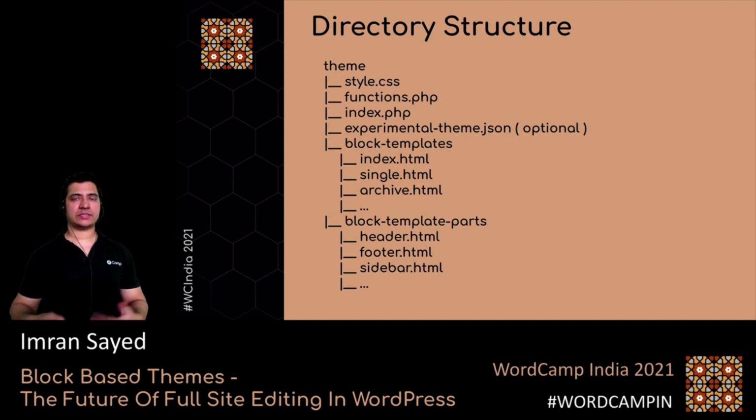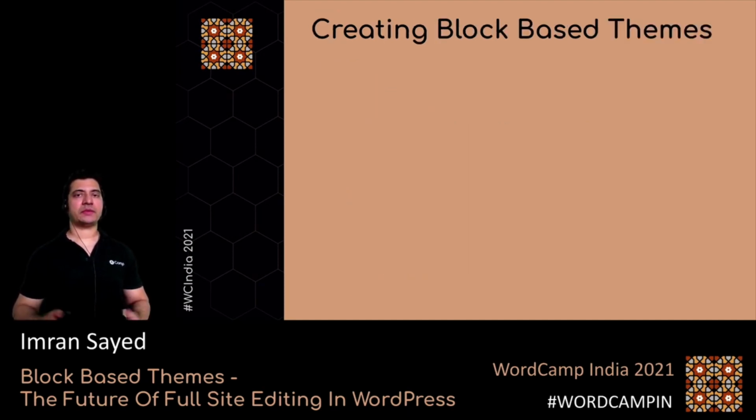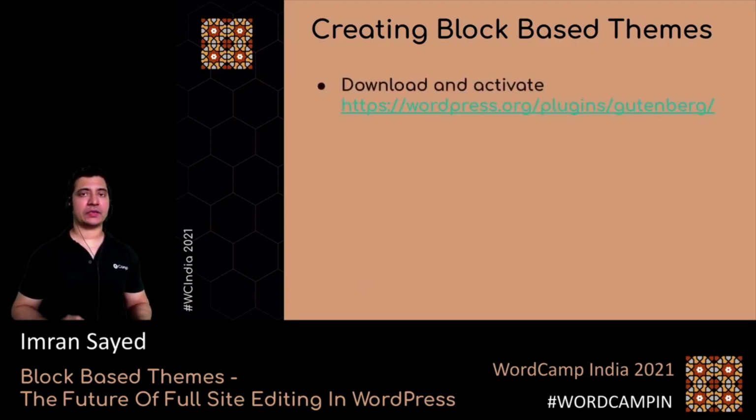Okay, so let's dig deeper into this. So how do we create the block-based themes? The first thing you need to do is download and activate the Gutenberg plugin. The minimum requirement is 9.6 and above. I would recommend using the latest. Remember that at the time of recording, this is not production ready. So this is an experimental phase currently.